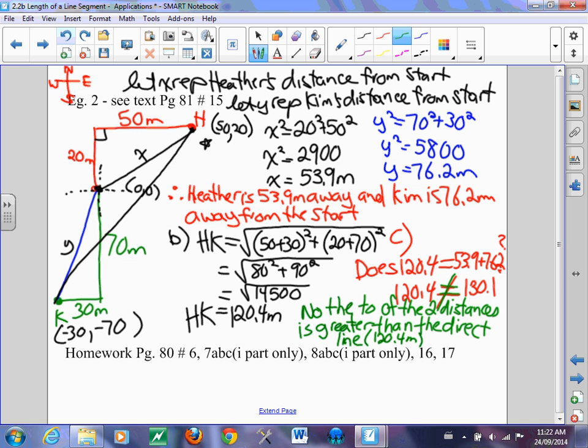All right. Here we go, ladies and gentlemen. Here's your homework, page 80, number 6, 7, A, B, C. Only do I part only for that one. Same with 8 and 16 and 17.